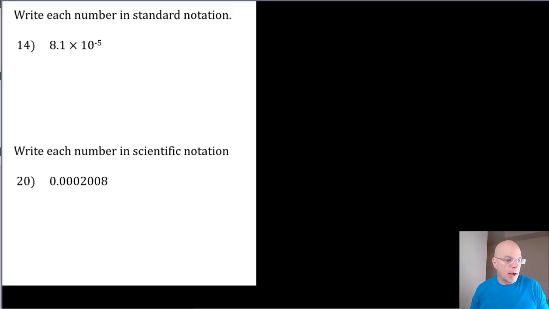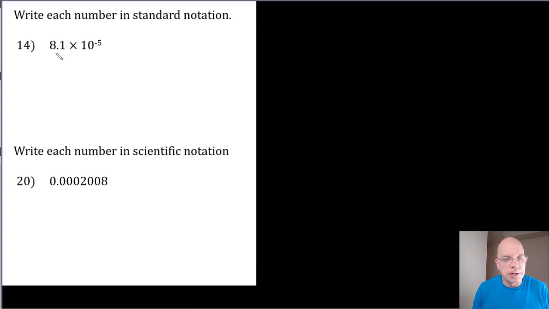We practiced scientific notation in class today, and on the assignment we're converting numbers from scientific notation into standard form and from standard form into scientific notation, and also doing some practice with integer exponents again. If we look at this first, I want to do 14 and 20 with you.